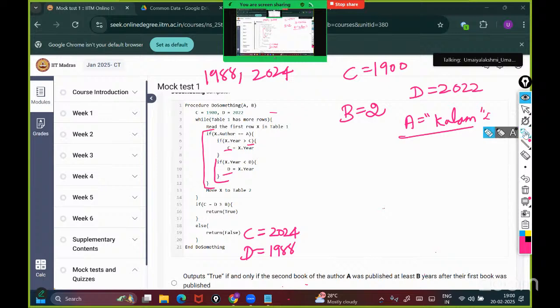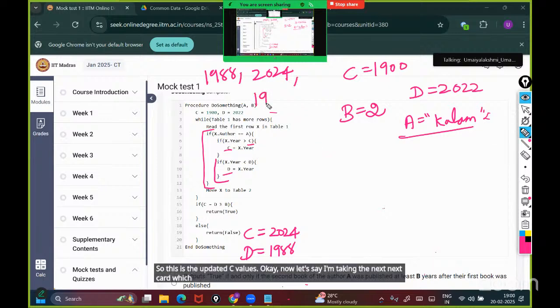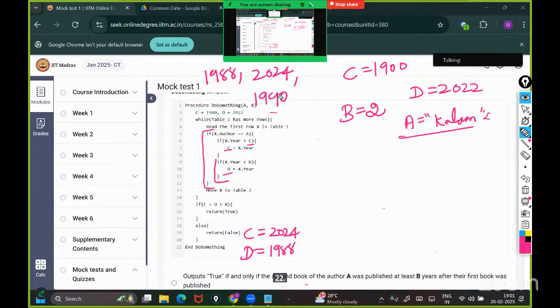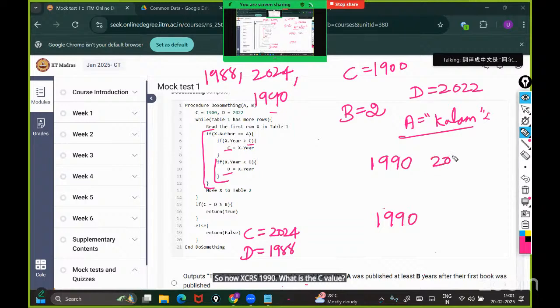Now let's say I'm taking the next card, which is of 1990. So now X year is 1990. What is the C value? C is 2024. What is the D value? D is 1988, and the value will remain the same. So now we have to check with these conditions. Is the C value updated? No, it will not be. How about the D value? The D value will also not get updated.